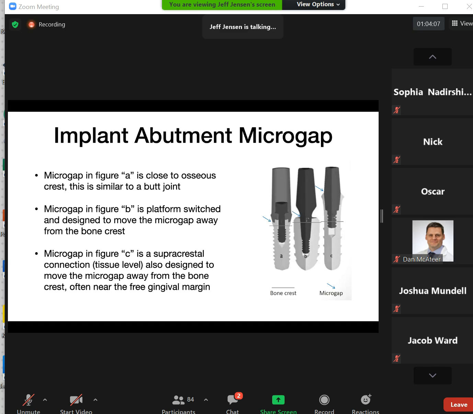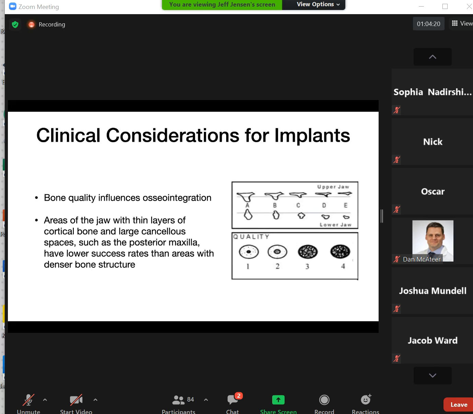Does that make sense? What a platform switch is? Essentially moving that micro gap towards the center of the implant by using a smaller diameter abutment than the implant. Okay, these are some things that you may see on your boards.